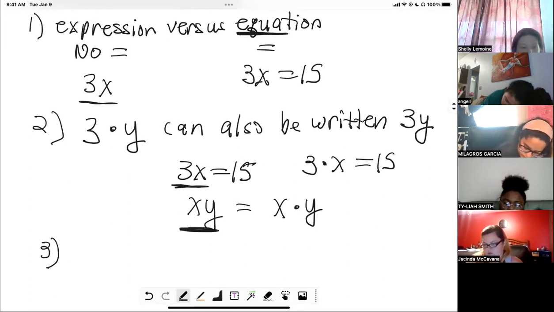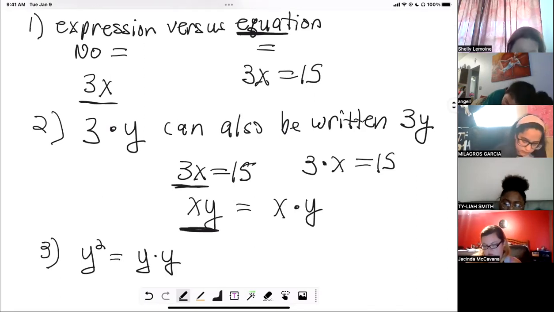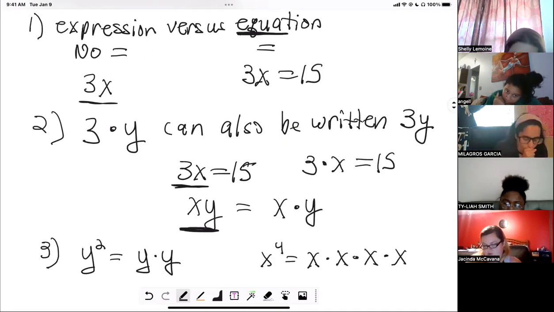Three is what we've been working on. If you see a y squared, just like a number, it just means y times y. Or if you see an x to the 4th, that just means there's 4 x's multiplied. Just like a number, just with a variable.